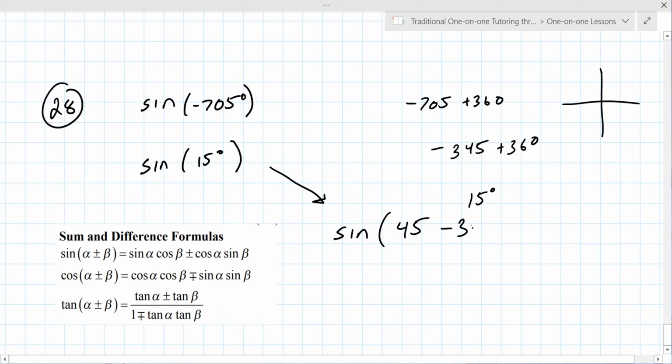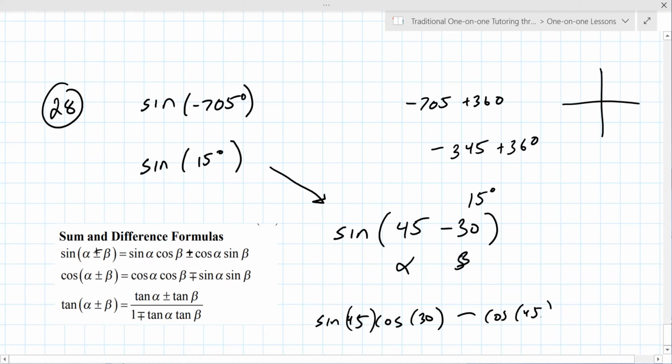It's 45 minus 30. And this is your alpha and this is your beta. Okay. So we're doing this one right here. It becomes sine 45, cosine 30. This operator is never part of the number. It's always just the number. The plus is on top, so the plus goes with the plus, minus goes with the minus.